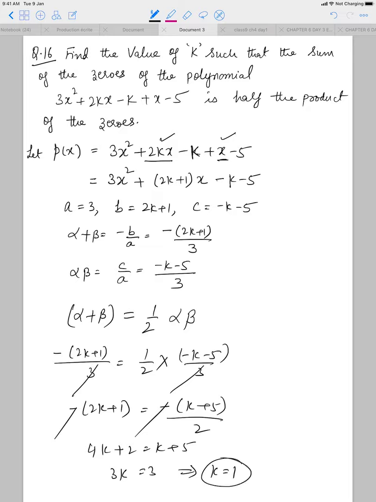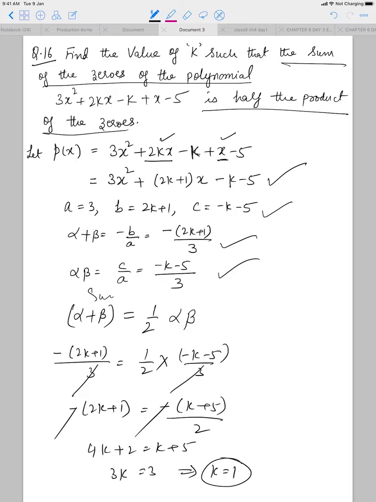We have just converted the polynomial into the standard form. We have written what is a, b and c. Then we wrote the sum and the product of the zeros. After doing this much, read the question. What about the condition? What is given in the question? That the sum is half the product. Sum is equal to half of the product, and hence we get the solution like this.